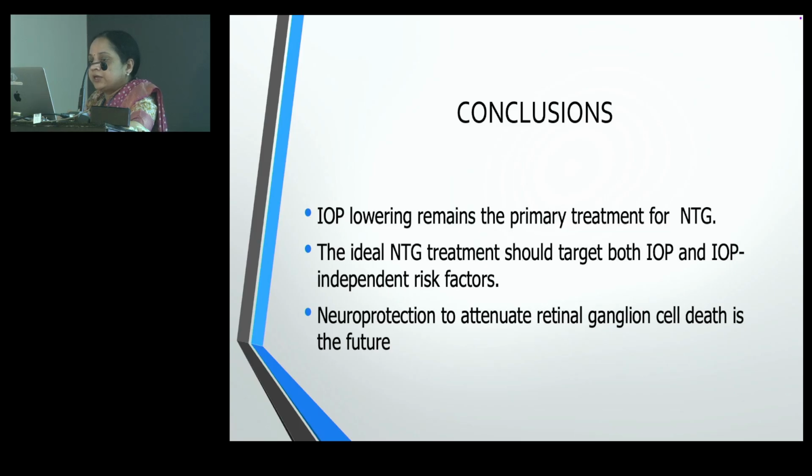In conclusion, IOP lowering remains the primary treatment for NTG, and ideal NTG treatment should target both IOP and IOP-independent risk factors. Neuroprotection to attenuate retinal ganglion cell death is the future.